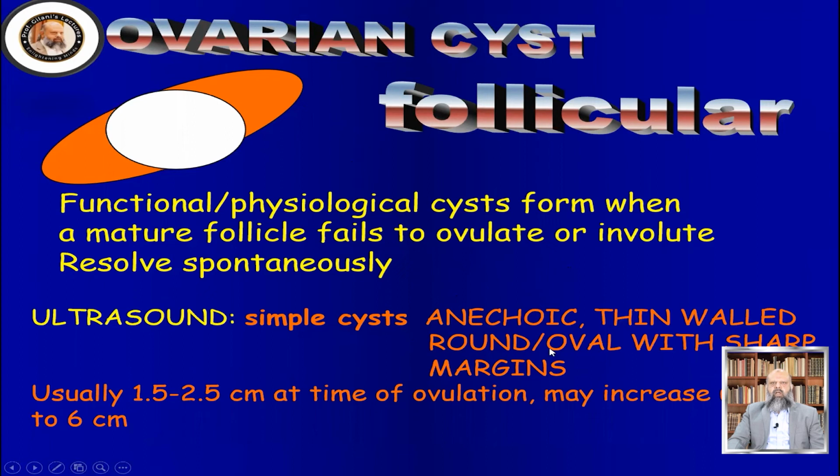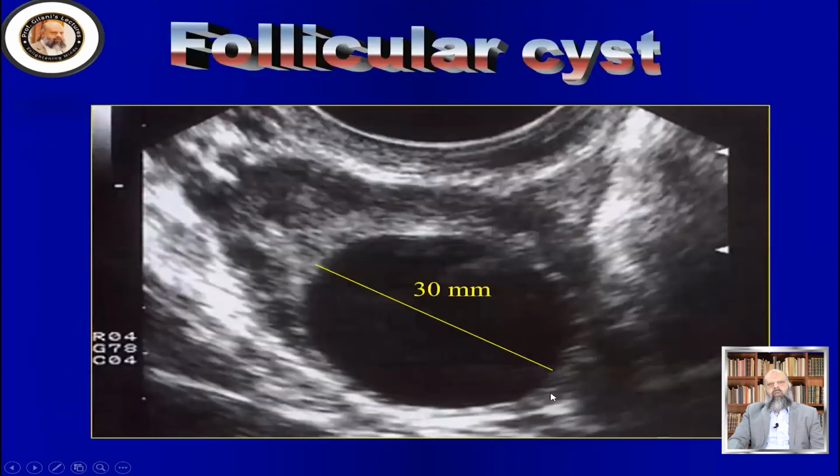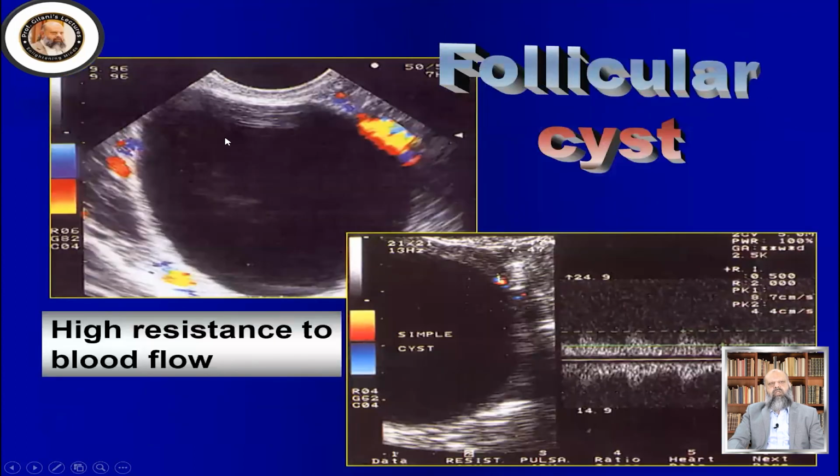Simple cysts are anechoic, thin-walled, rounded or oval with sharp margins, and we will have through transmission. Usually 1.5 to 2.5 centimeters at the time of ovulation, they may increase up to 6 centimeters. This is 3 centimeters, which is 30 millimeters, a follicular cyst, which is a functional cyst. Few more cases of follicular cyst, with high resistance to blood flow, and we can see the resistive index is 0.50 in this case.